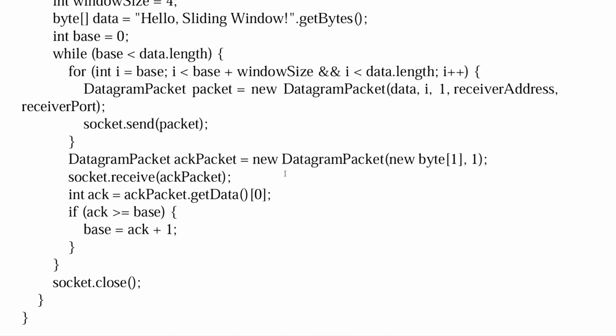So next we have to close the socket. The code is socket dot close. It will release the network resources, hence ending the communication.